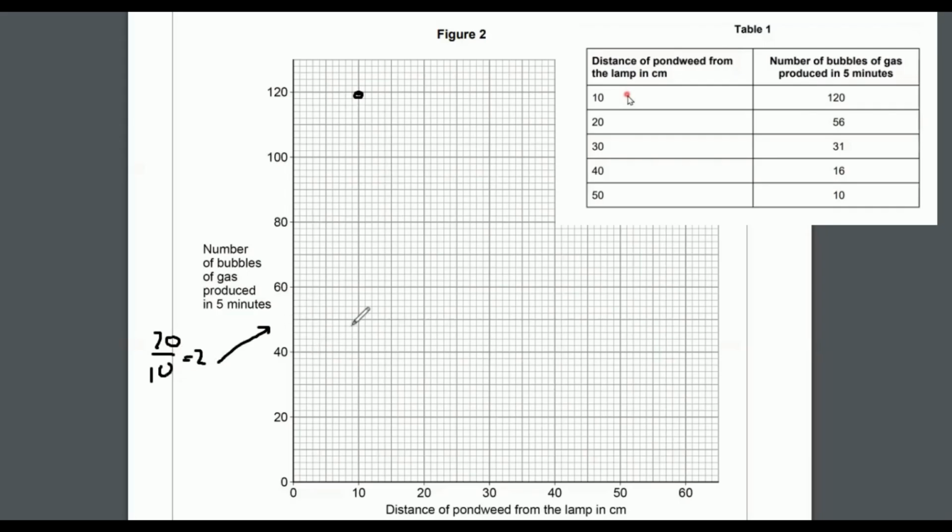So there's 50, and 56 is going to be 3 up. 3 times 2 is 6. So 56 is there. I need to go over to the right bit, which is 20 there. And there we go. You're allowed to be half a mini square out. Anyway, let's move on. 30 goes up to 31.